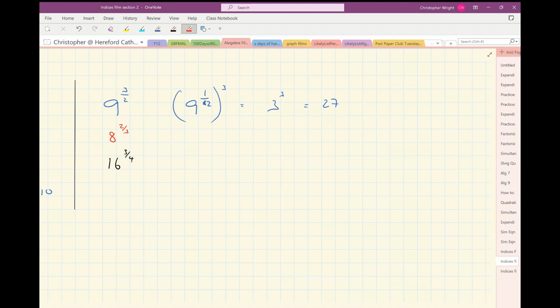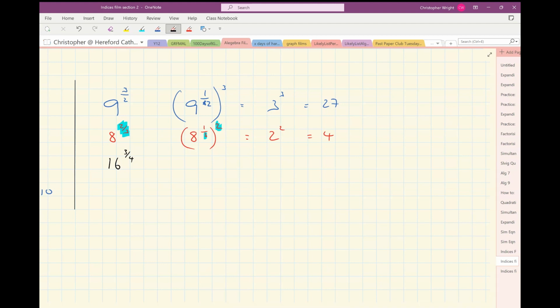Okay. 8 to the power of 2/3. Well, we'll take 8 to the power of 1/3 and we'll put it to the power of 2. Do you notice? 2/3, 2/3. And what would that equal, by the way? Well, 8 to the power of 1/3, the cube root of 8, is 2, and 2 squared is 4.